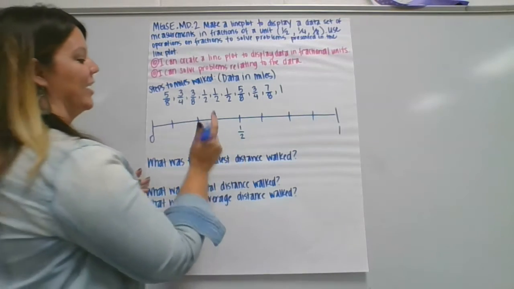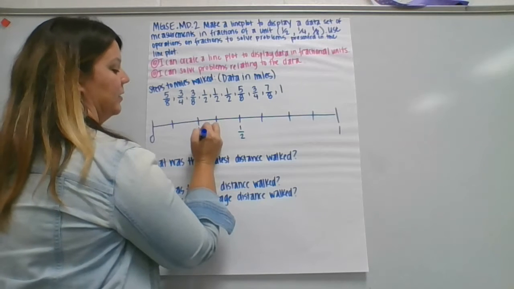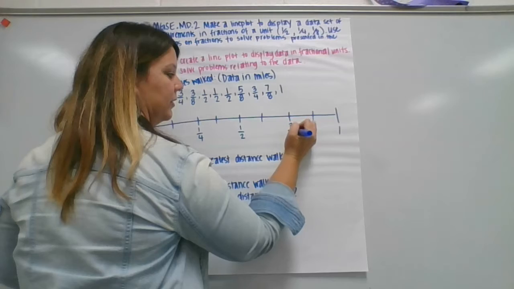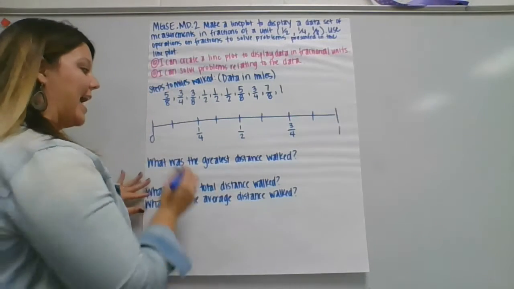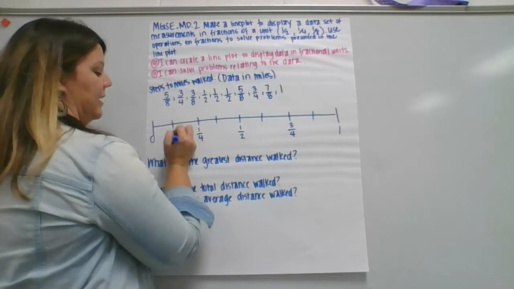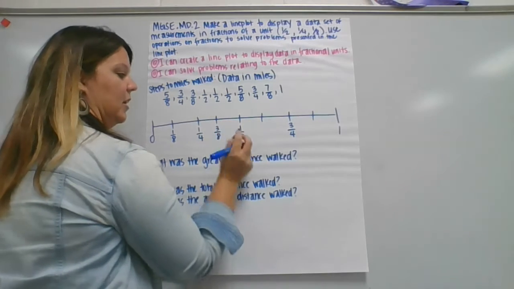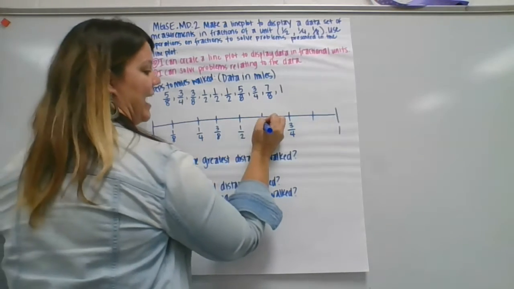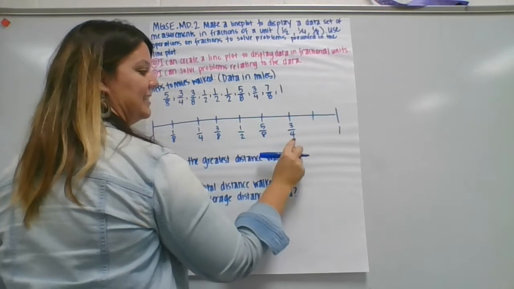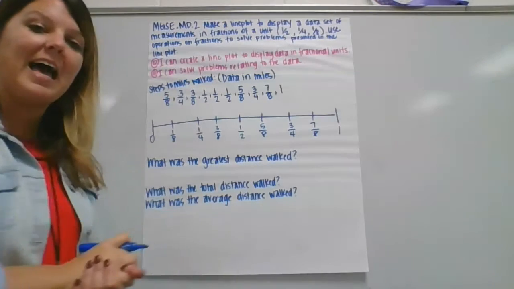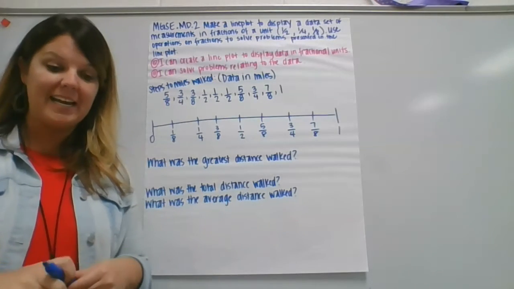Okay, so half is here, a quarter would be here. This would be 2 quarters, and 3 quarters is here. Then you can label your eighths. This is 1/8. This would be 2/8, 3/8, 4/8, 5/8, 6/8, and 7/8. All right, so now I have my number line created.